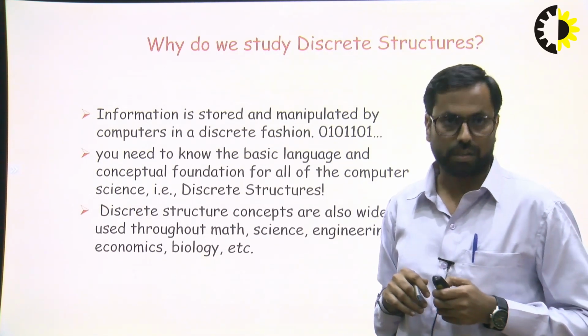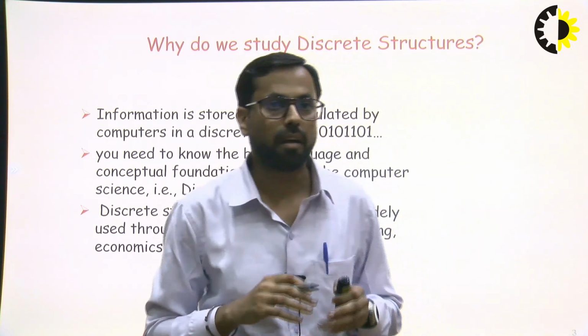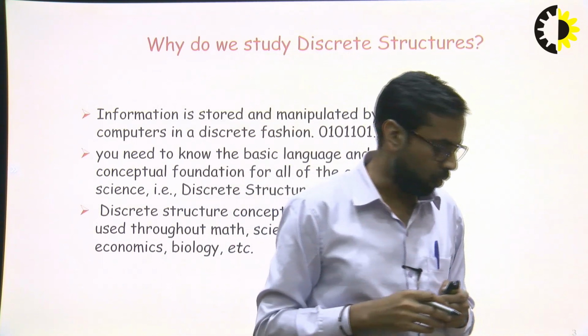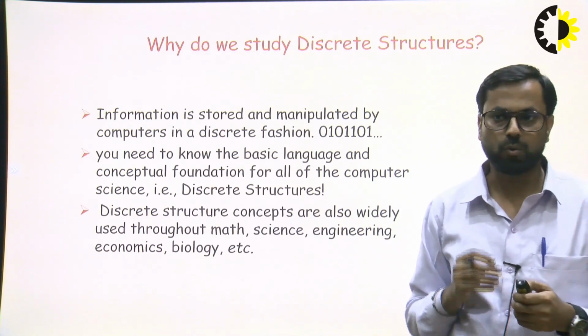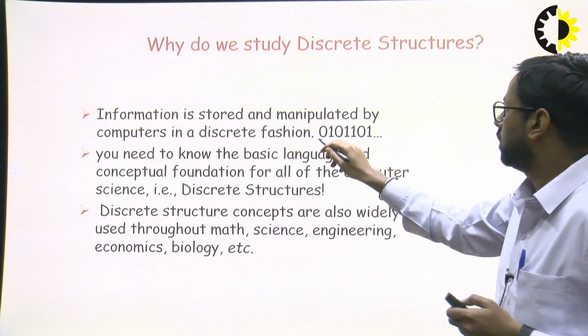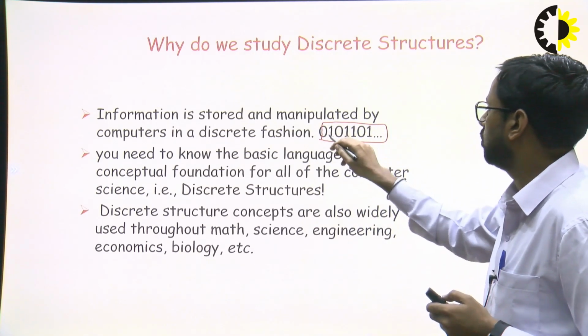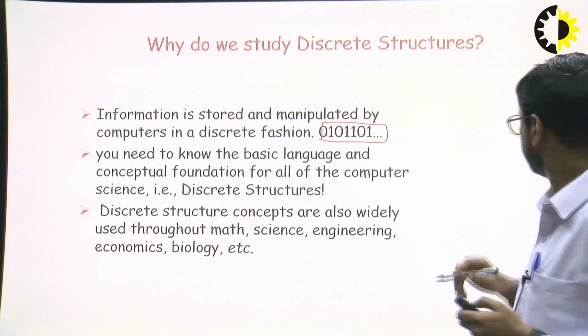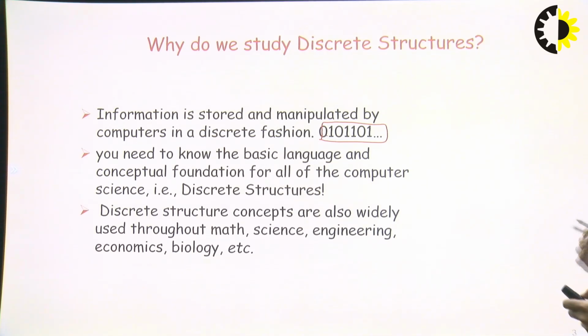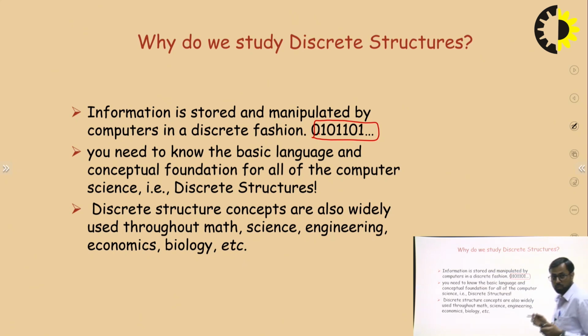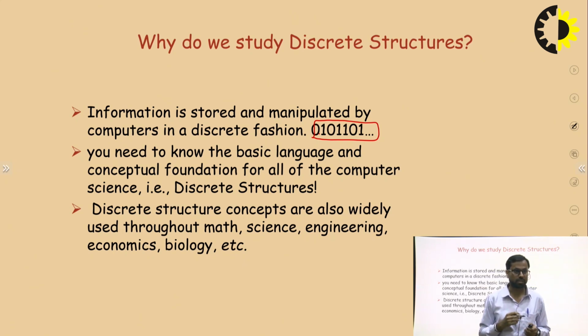Why do we study discrete structures? Actually, in the computer, we only use two terms, that is 0 and 1. Those are the logical bits. We do everything in the form of bits 0 and 1. You need to know the basic language and conceptual foundation for all of computer science, that is discrete structures. Discrete structure concepts are also widely used throughout math, science, engineering, and most of the languages and subjects related to this.